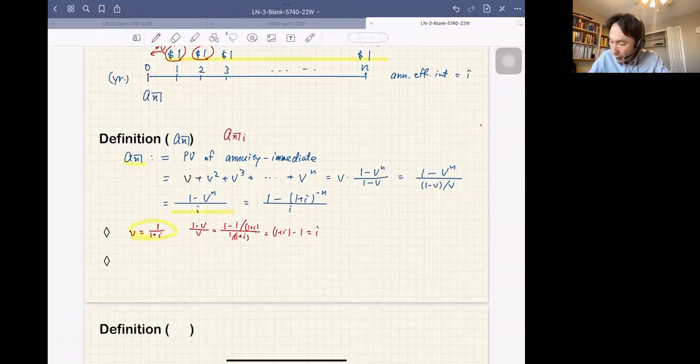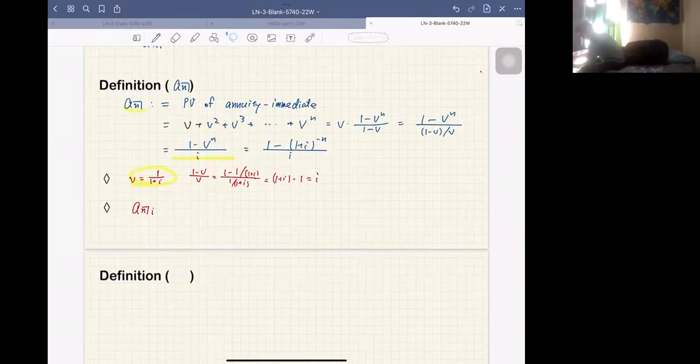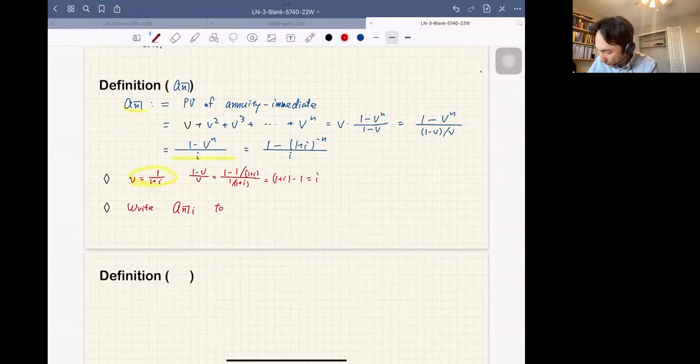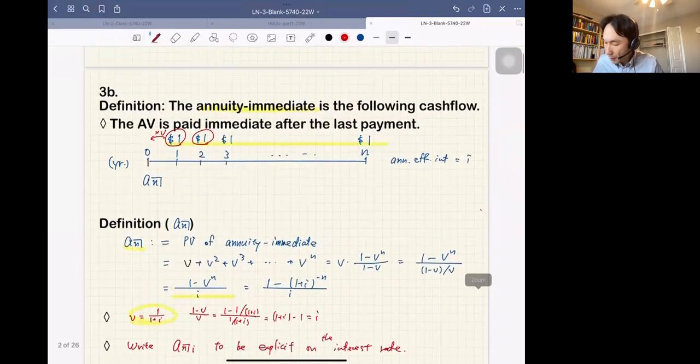Yeah, and we sometimes write the a angle n at i, to be explicit on the interest rate. Okay, so this is a angle n, and next we want to define another symbol, which is the accumulated value of this cash flow.